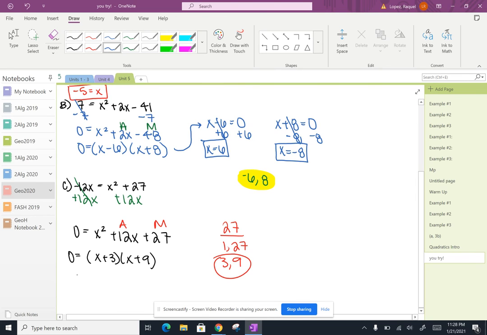Now I want to use the zero product property to help me solve. So I have x plus 3 equals 0. Solve for x, and one of my solutions is x equals negative 3. And in the next, I end up with x equals negative 9 as my other solution.